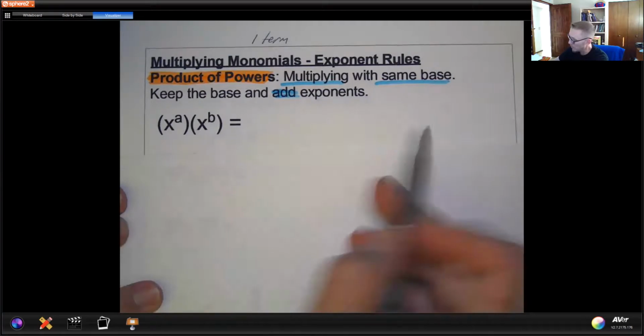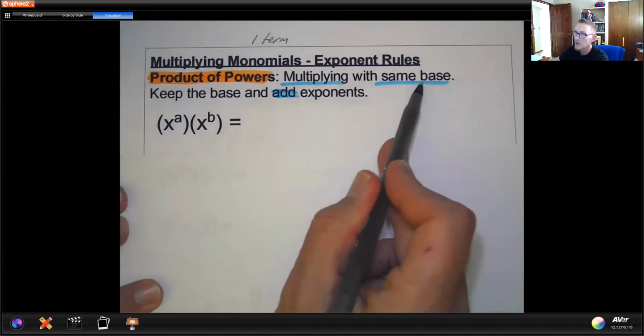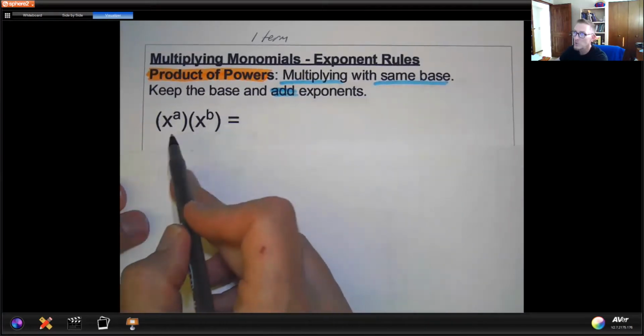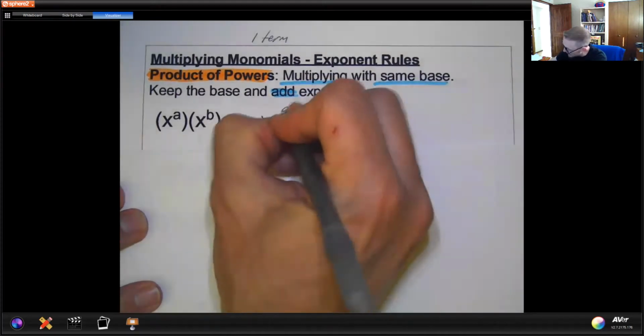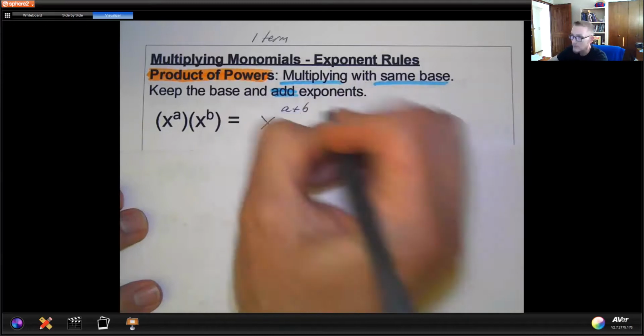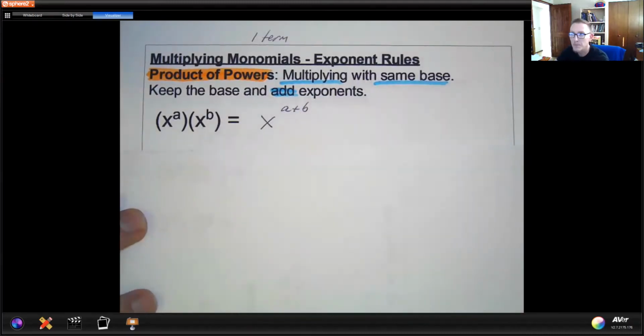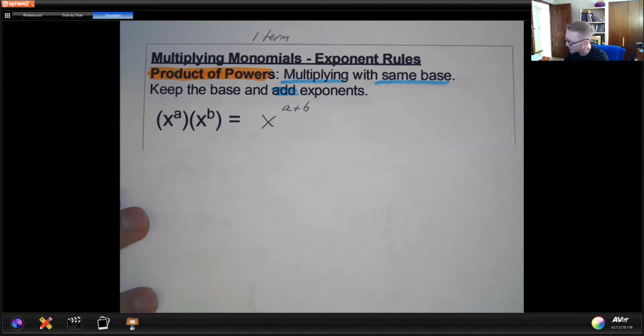So that's what we're doing here. We're multiplying with the same base. And then it tells us to add the exponents. So this is going to be x to the a plus b. We don't know what a and b are, but whatever they are, we're going to add them. Okay, that's the definition, and that's going to be sort of that generic example that proves or shows our definition.